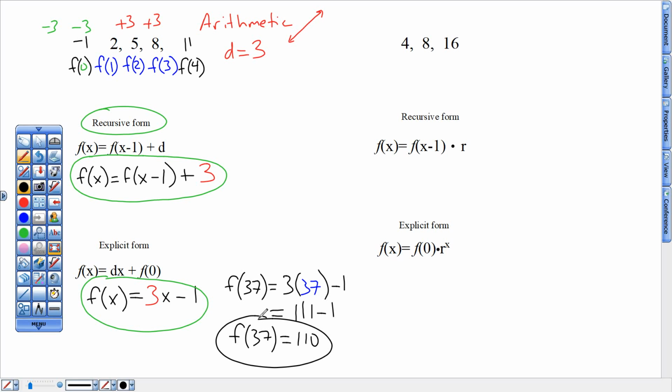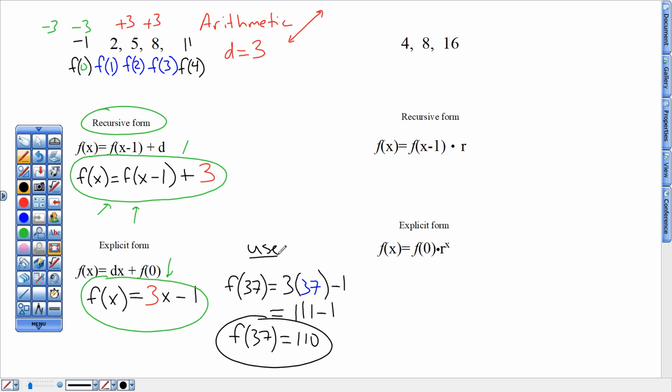If I have you just write them, there they are just written. If I say now use them, put them into use, here's me using the explicit. Not really gonna do much with using recursive.